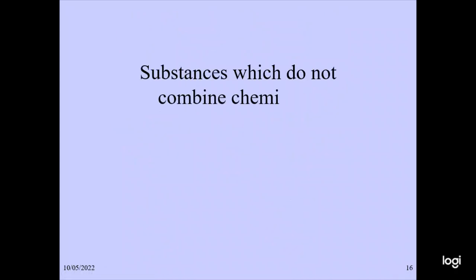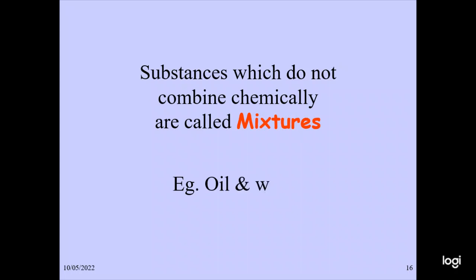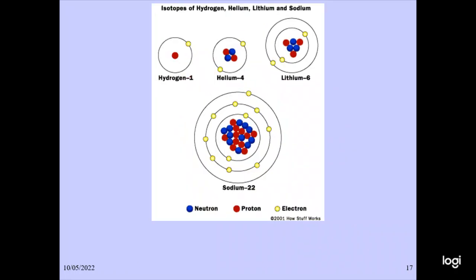Substances which are not combined chemically are called a mixture. Wine and water do not mix together. Iron filings and wine. So these are the isotopes of hydrogen: hydrogen 1, helium 4, lithium 6, sodium 22. In this case, red is the number of protons and blue is the number of neutrons. So these are the isotopes of hydrogen, helium, lithium, and sodium.